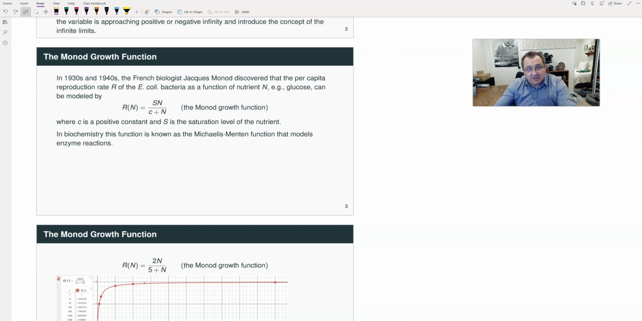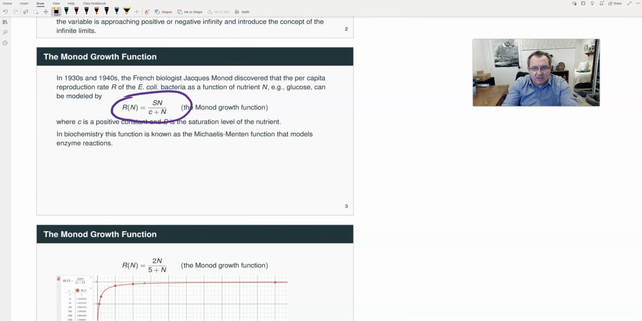However, if you start to add more and more nutrient, the bacterial growth rate will not grow unboundedly. In fact, there is a certain saturation level, and it doesn't matter how much nutrient is in the environment, the bacteria just cannot bypass that level. It seems like that level is dictated by biology. So Jacques Monod collected some data and he fitted the following function to the data. That function is known as the Monod growth function.